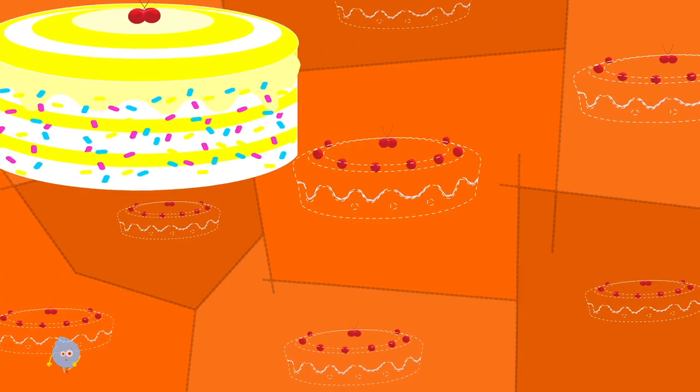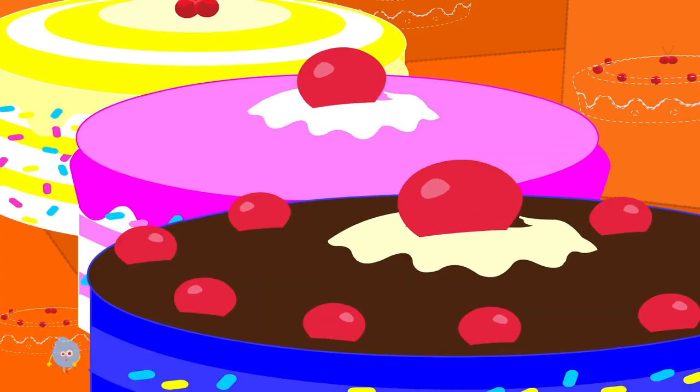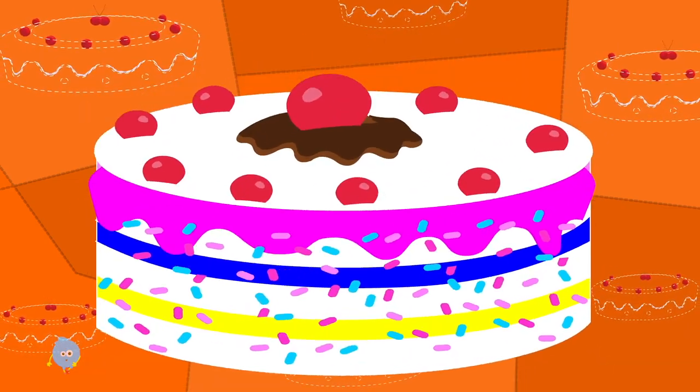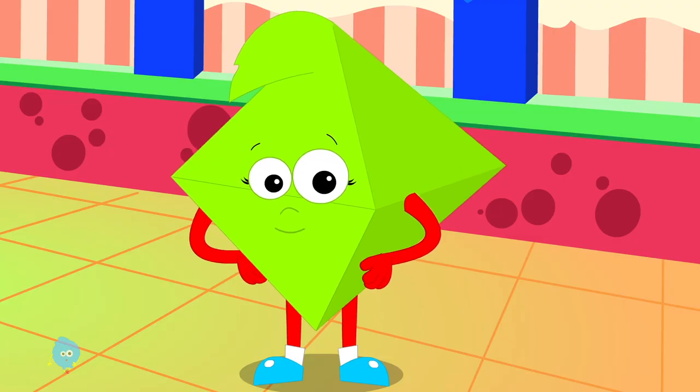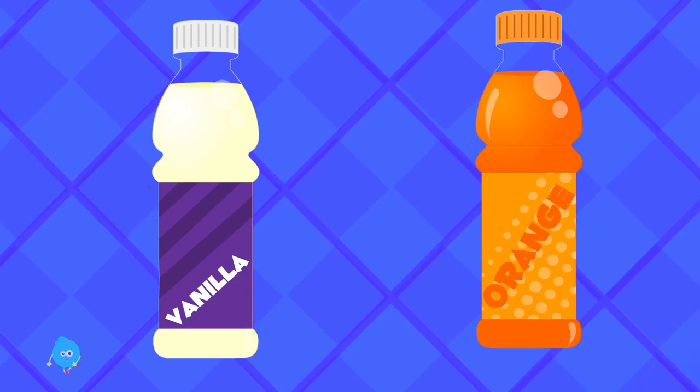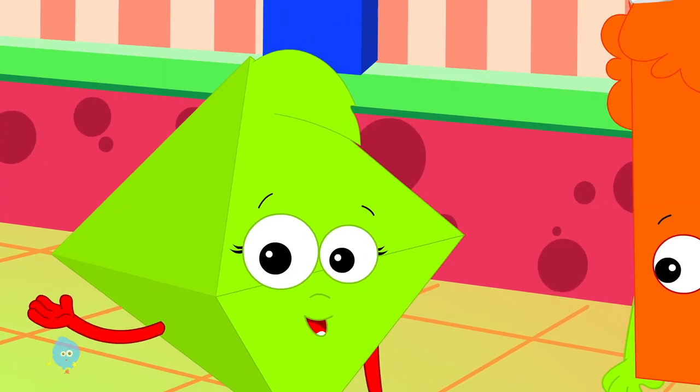Is my cake yellow or pink or blue? Or is it mixed with colors too? What flavor did you use? Vanilla or orange juice? Or did you make a creative hue?